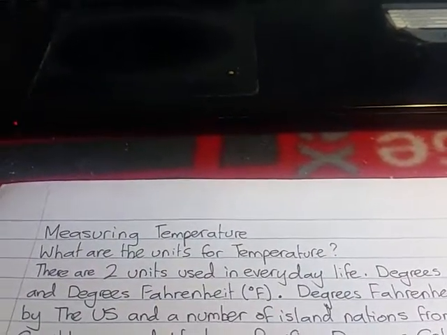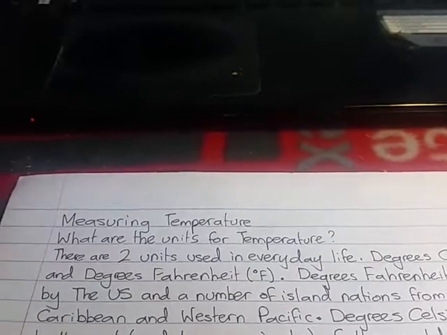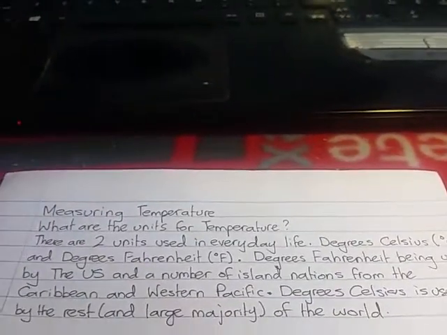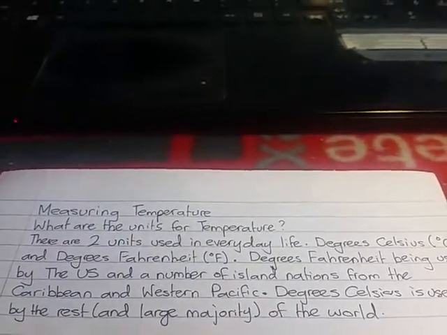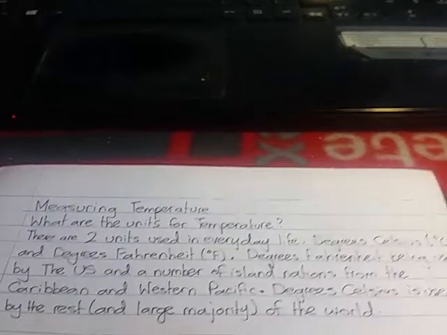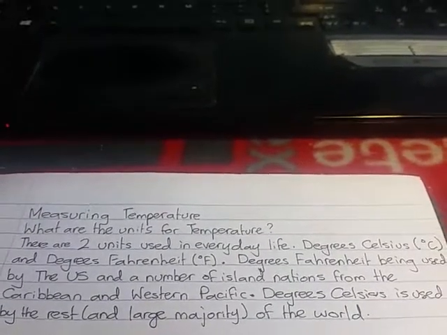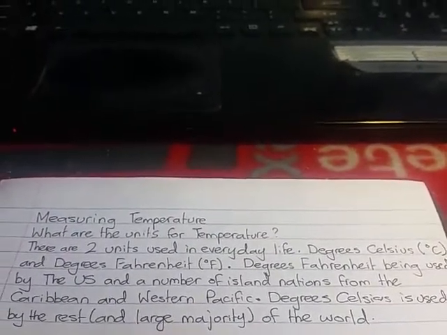Degrees Fahrenheit is usually used by the United States, as well as a number of island nations from the Caribbean, as well as the Western Pacific. Degrees Celsius is used by the rest of the world. In other words, every other country aside from the ones that use Fahrenheit, which is a very, very large number.